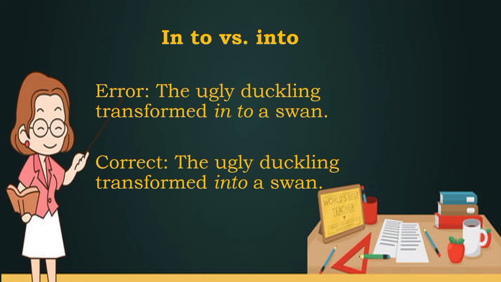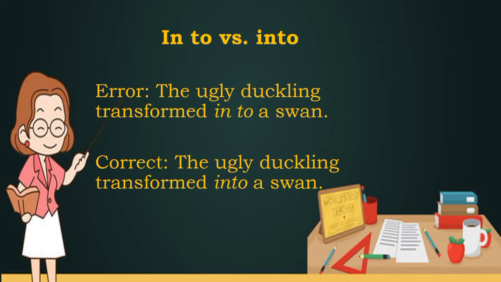For another grammatical error, we have in to versus into. In to usually appears with phrasal verbs that end with in, while into typically indicates movement of one thing going inside another. For example, the ugly duckling transformed in to a swan. So this is incorrect.